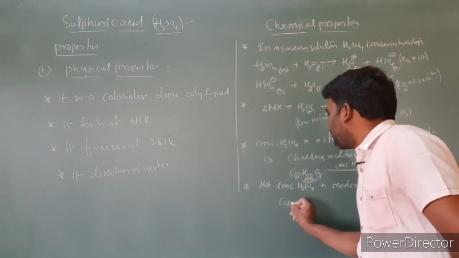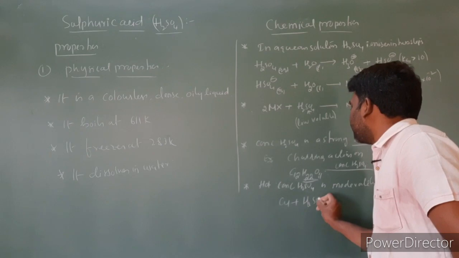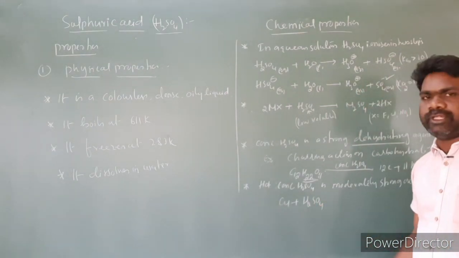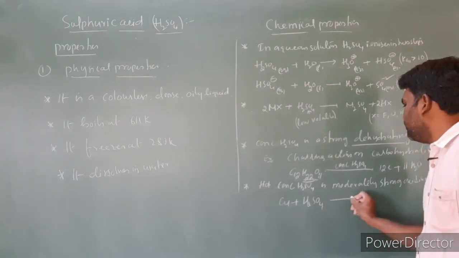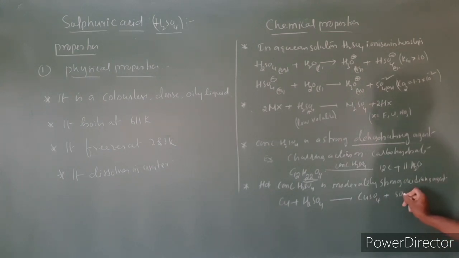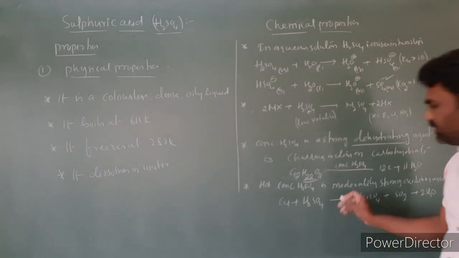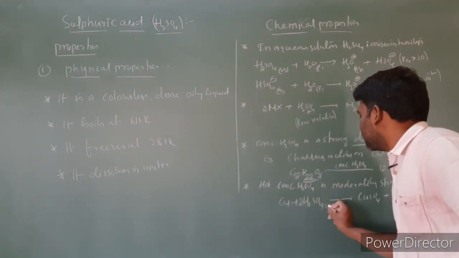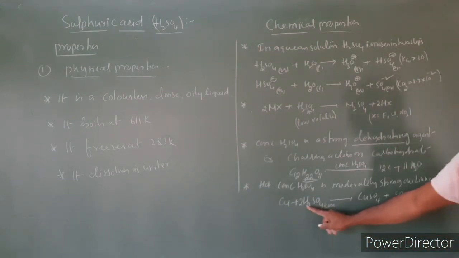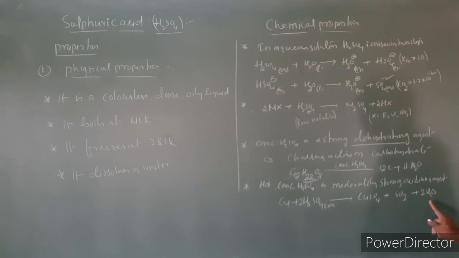I'm taking copper, Cu plus H2SO4. Here sulfuric acid is converted into SO2. Then the product is CuSO4 plus SO2 plus 2H2O. Here I am taking 2 moles of concentrated H2SO4. So Cu is converted into CuSO4 and H2SO4 into SO2, and it forms 2 moles of water.